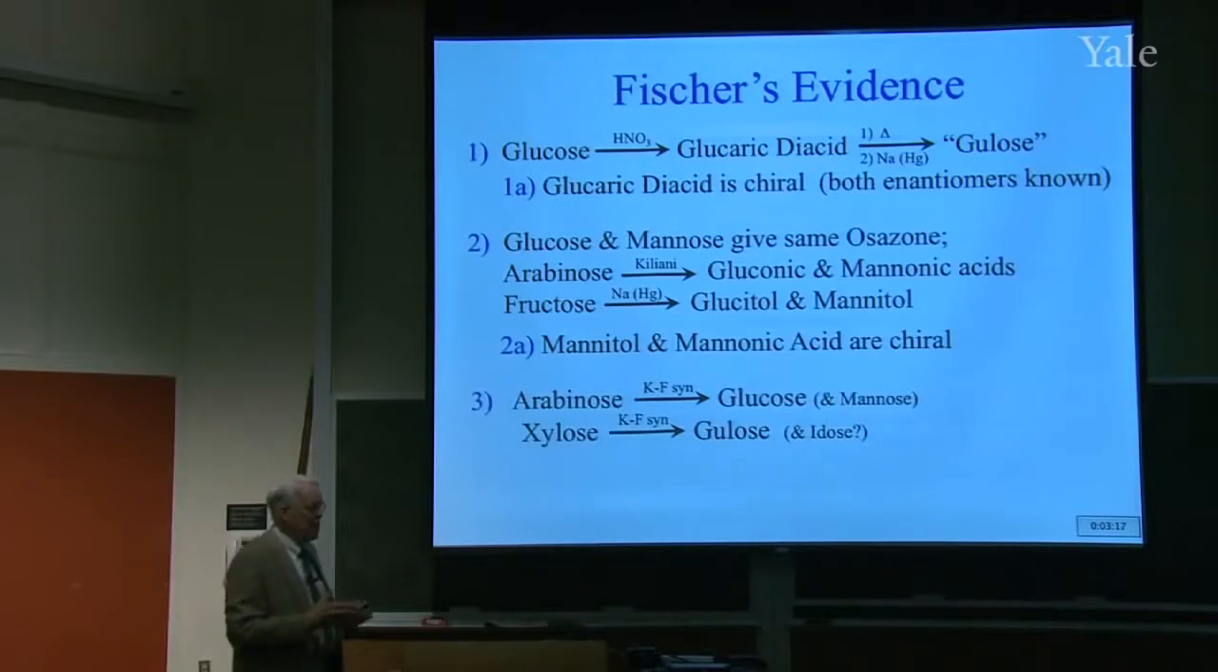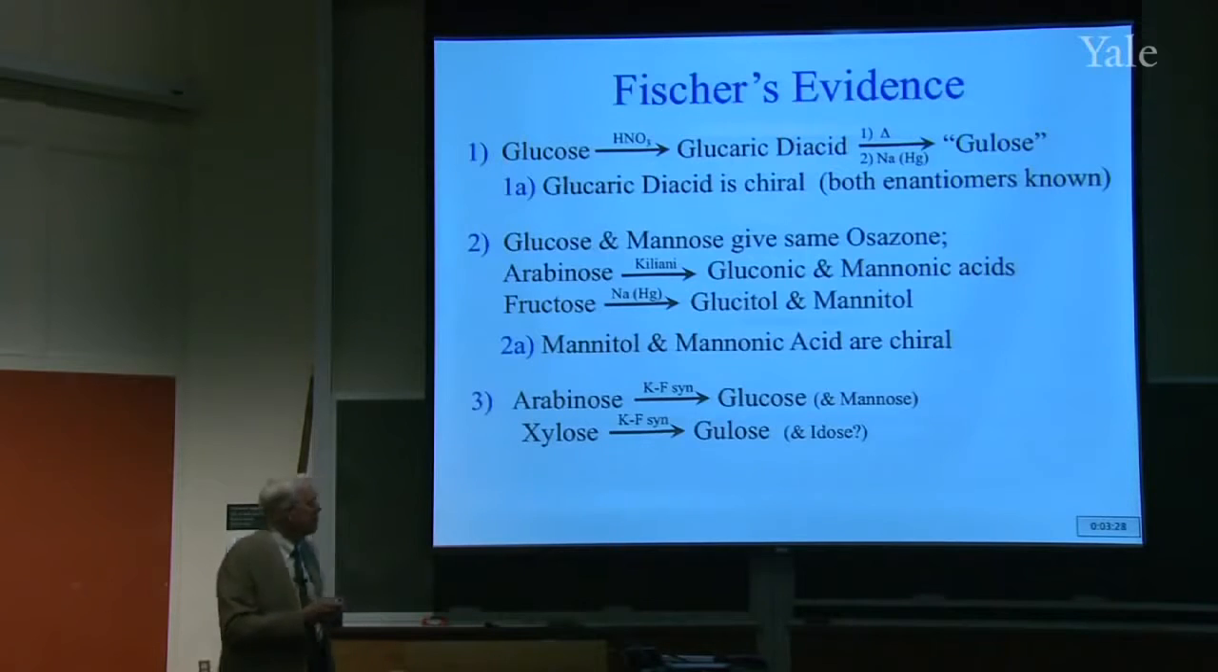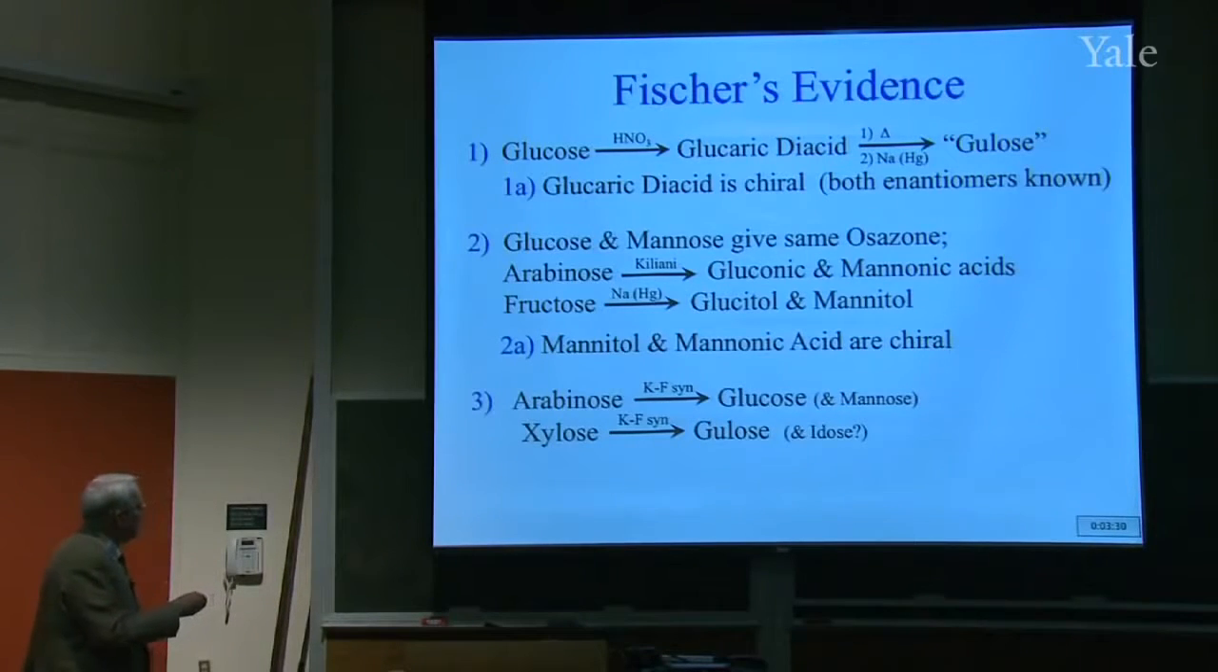Bear in mind that people were just fiddling around, seeing what they could make from what. But Fisher collected the key items of evidence that could be used to make a real logical argument. Okay? So third, arabinose, when he did a Kiliani-Fischer synthesis, gave glucose, but also it gave mannose, right?